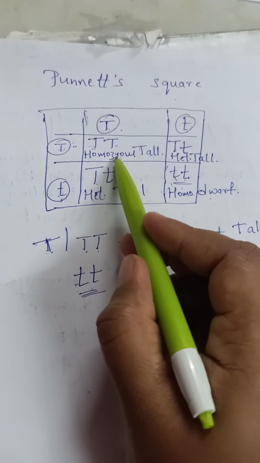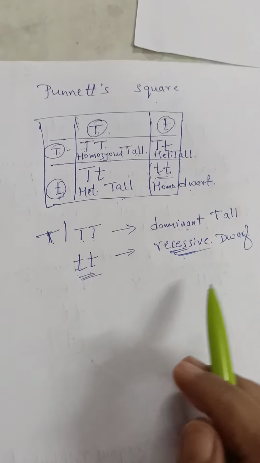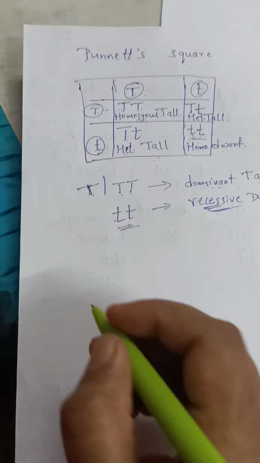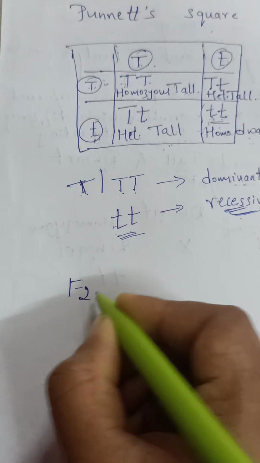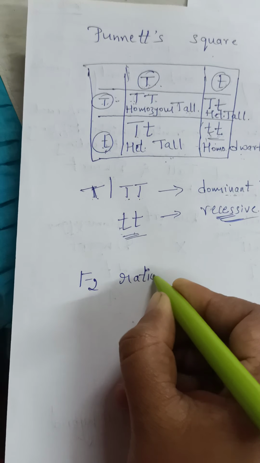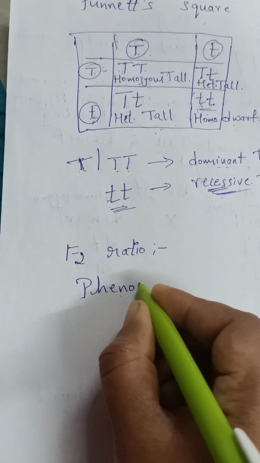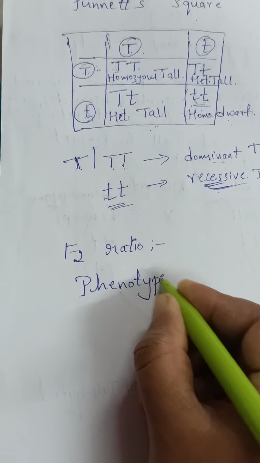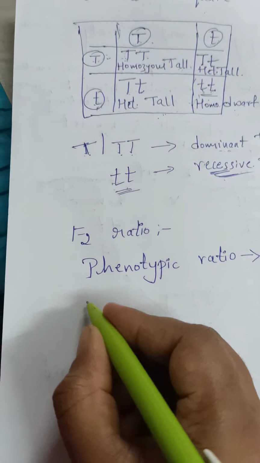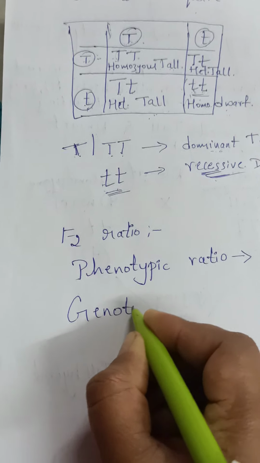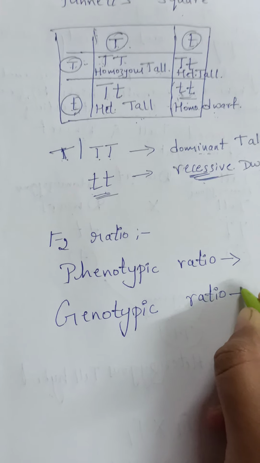You need to write the homozygous condition with the character because that is helpful to write the ratio. Here we come to the end of this crossing. The last step is we need to write the F2 ratio. F2 ratio means we need to write two different ratios: one is the phenotypic ratio, which we learned in the definitions also, and the other is the genotypic ratio. These are the two ratios you need to write after a monohybrid cross.